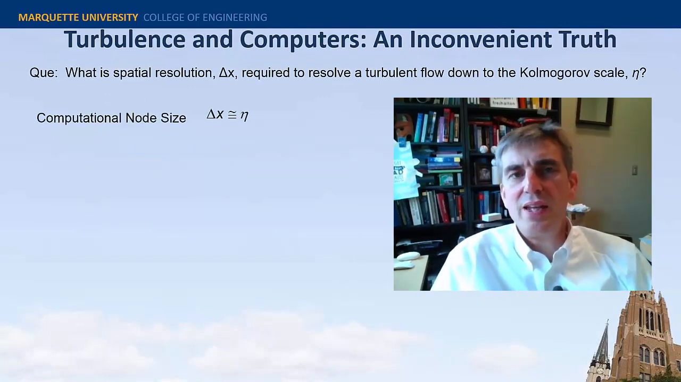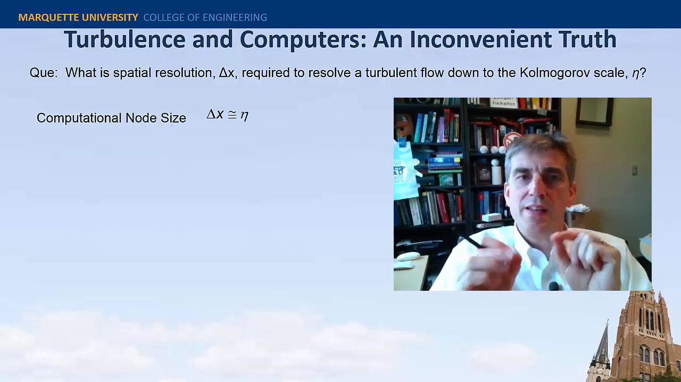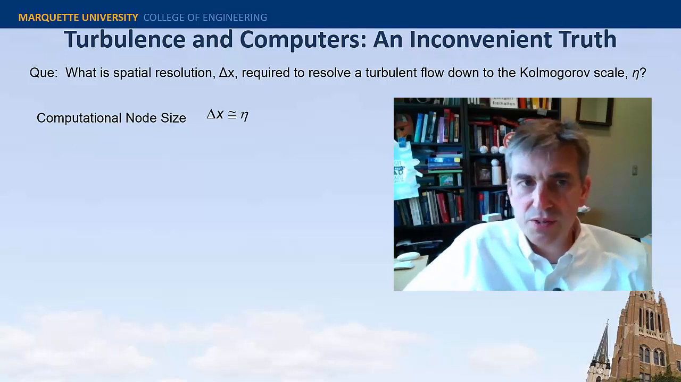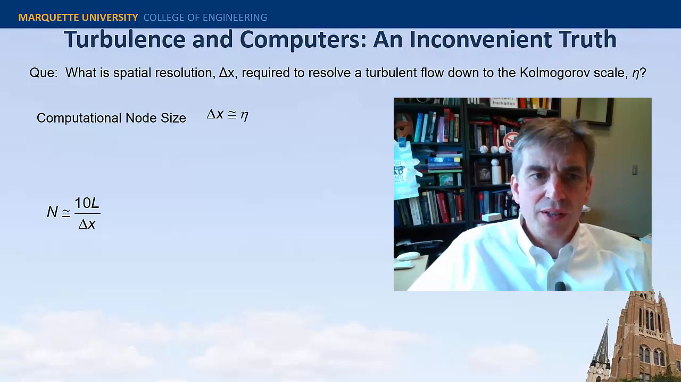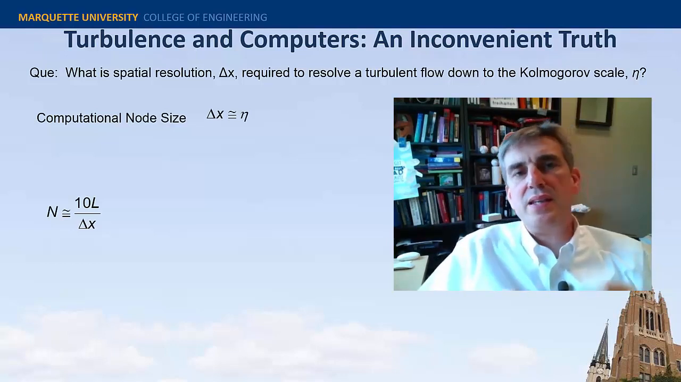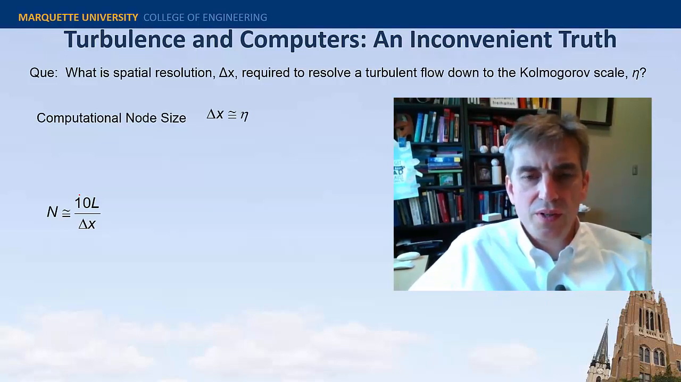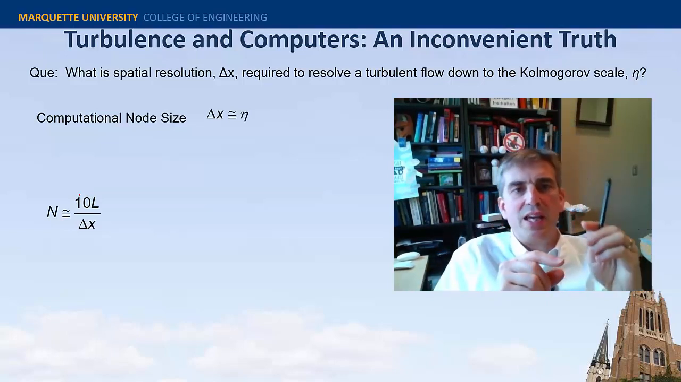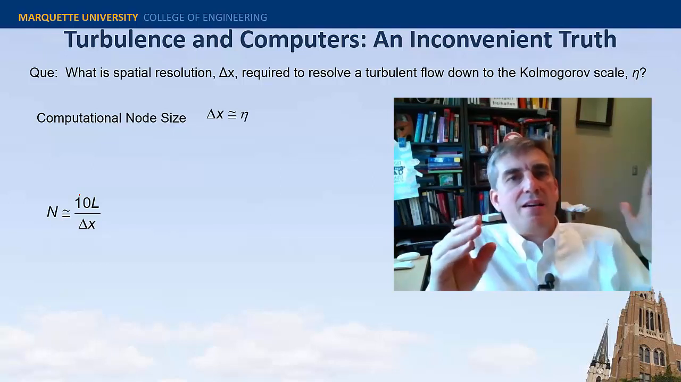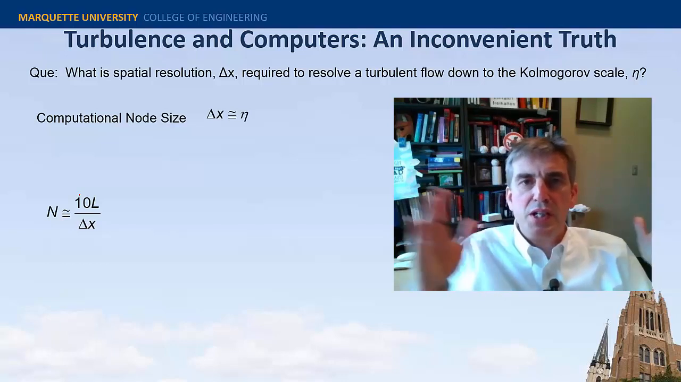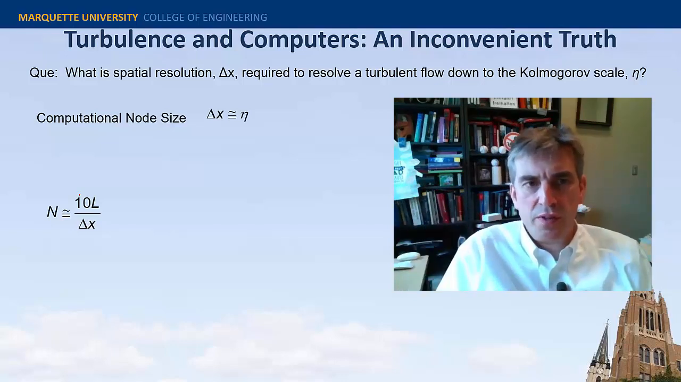So let's imagine that we want to use a spatial resolution down to the Kolmogorov scale. That's how fine we would have to resolve the mesh. And let's say that in general, the number of nodes that we would need is something like 10 times the characteristic length scale. So if we're doing flow over a step, and the step has a characteristic length of L, you can't just have the domain that big. You've got to have maybe 5L upstream and 5L downstream in order to get a good representation of what that flow field would look like.